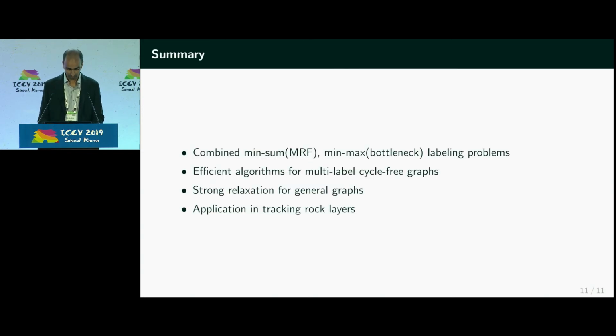So in summary, we combined the traditional min-sum MRF objective with the min-max bottleneck type objective. We gave efficient algorithms for inference in multi-label cycle-free graphs. We gave a strong relaxation for general graphs, and we apply this approach in tracking rock layers in 3D seismic volumes. So thanks for your attention.